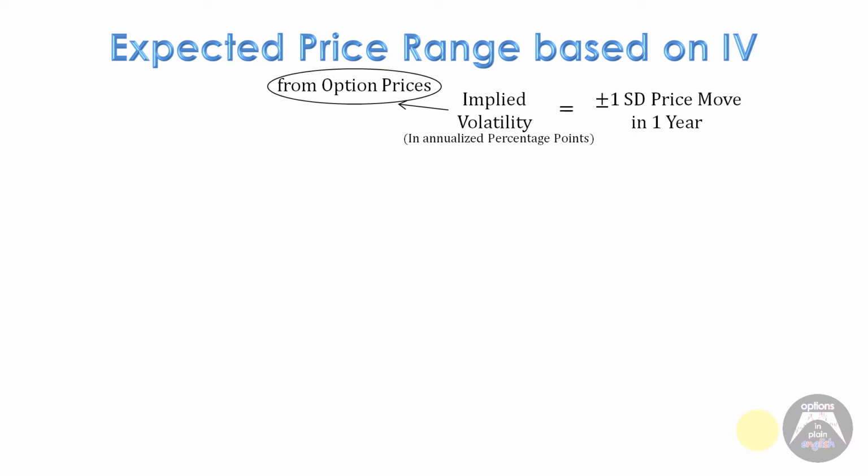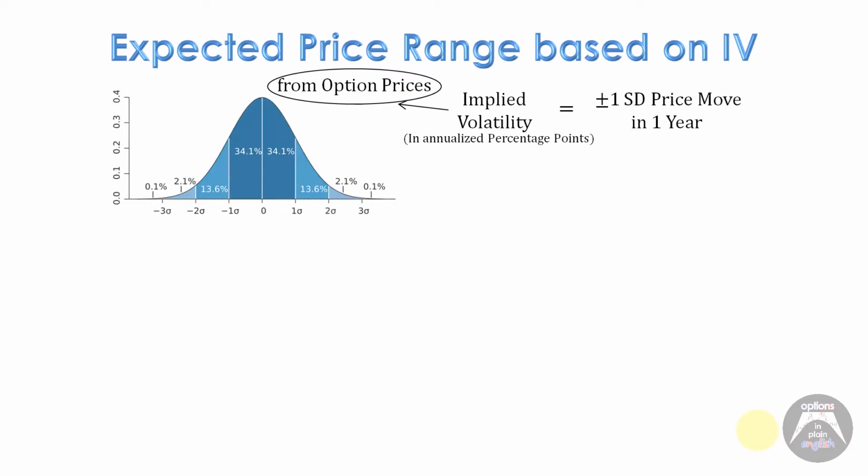And we know that it represents a plus or minus one standard deviation price move in 1 year. So if we have an implied volatility of 20%, we know that the price in a year is going to be in a range between the price currently in the market plus 20% and the price currently in the market minus 20%. So 68% of the time, because we're talking about the normal distribution, our outcome is going to be in between that range. So basically, the price minus the price times the implied volatility, and the price plus the price times implied volatility.